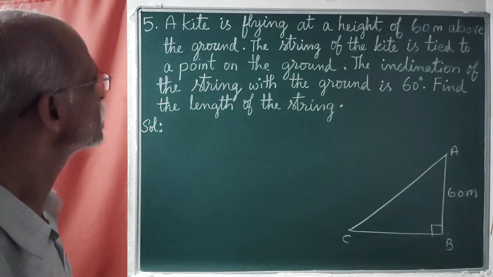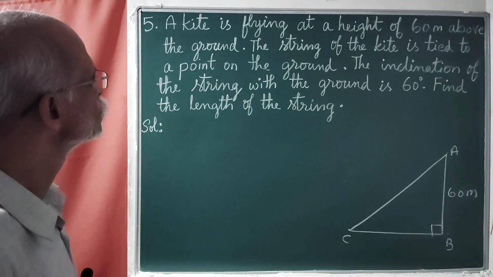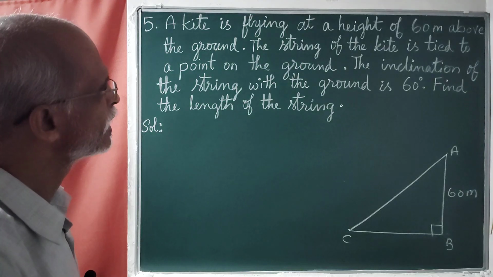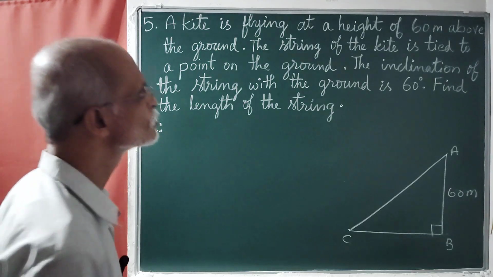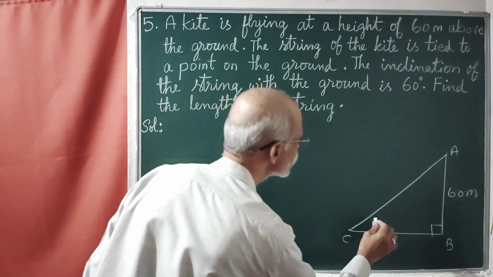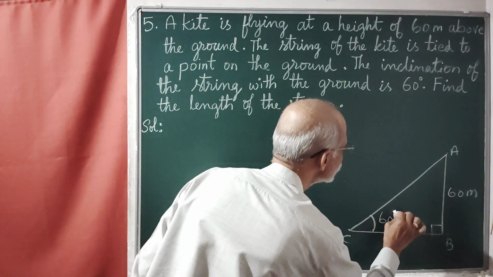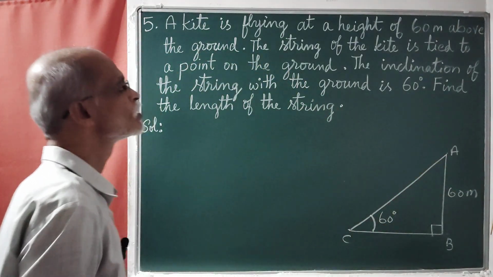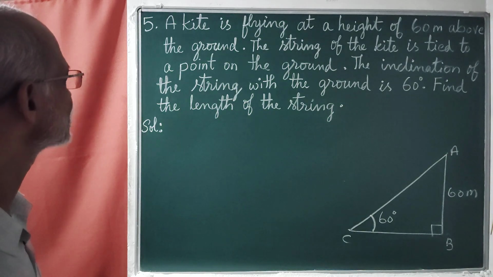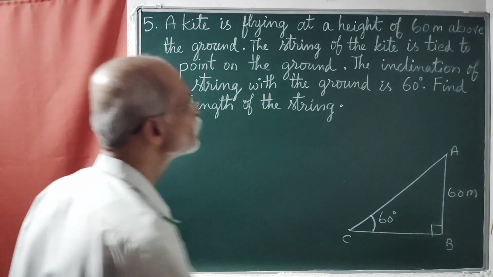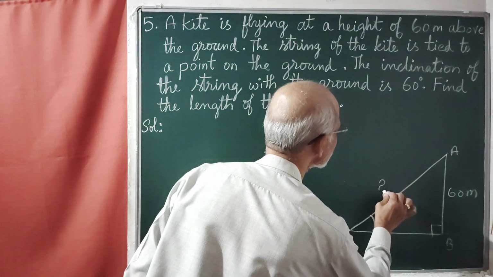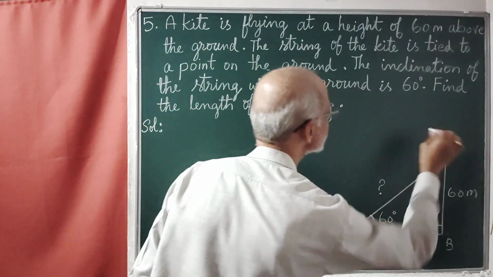The string is inclined at an angle of 60 degrees. So from the ground and the string, the angle is 60 degrees. Now we have to find the length of the string. We have to find AC.